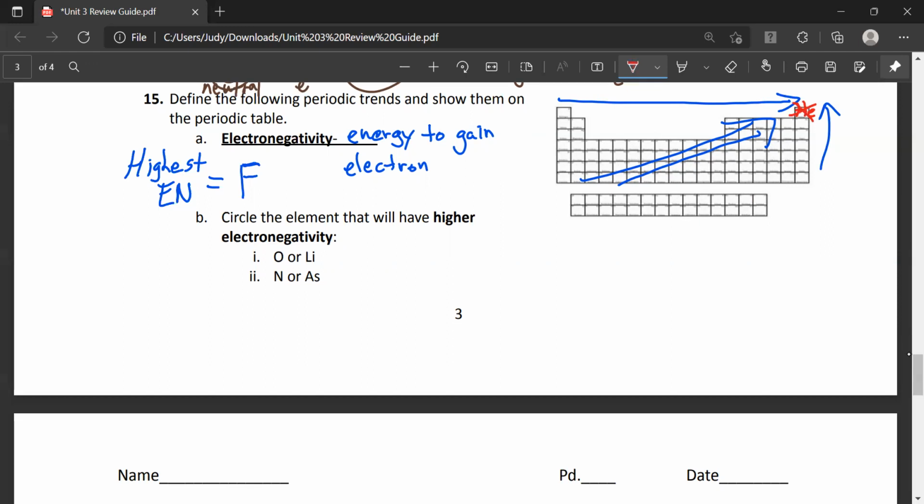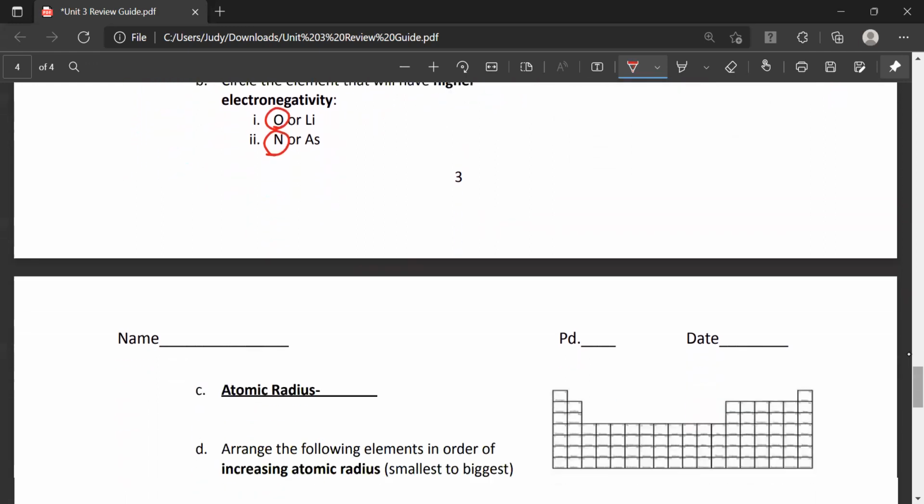Now, I just want you guys to try out the last 2 questions that are given to you. Just circle the right answer, and that is it. And we can move on to the next trend. So pause the video and go for it. All right, so the answer is oxygen and nitrogen. And you guys probably can see that by using the periodic table.